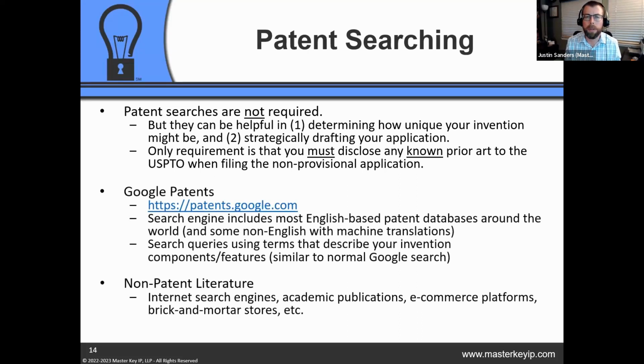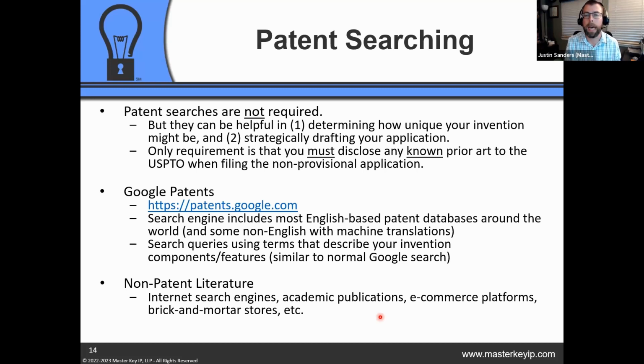And so if you want to do these searches on your own, the best patent database, or what we call a patent literature source, is Google Patents. And here's the URL for it. It works just like the normal Google search engine. You use plain English terms that can be used to describe aspects of your invention. And then Google Patents will return any published patent applications or issued patents that use those same terms. So if you come up with good enough search terms, you could track down potentially relevant prior art.